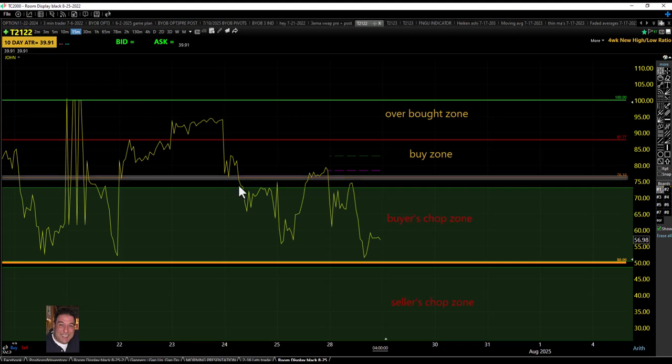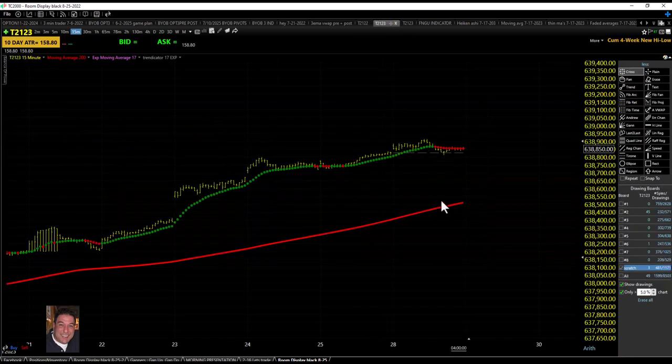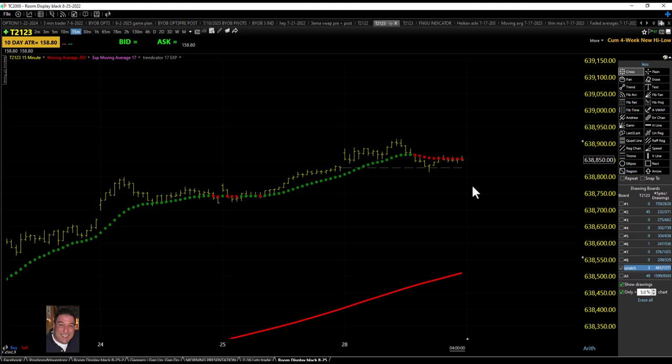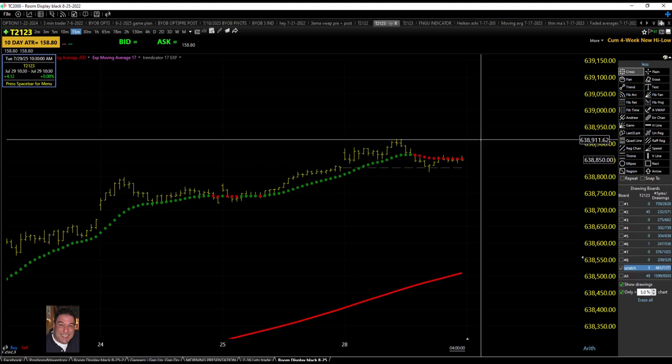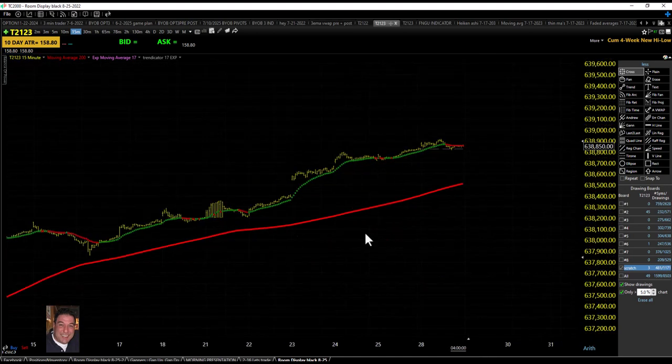So there's T21.22. Again, we got lower highs, so what happens? We produce lower lows. Okay, T21.23. Okay, look at this. New rally high for T21.23. Okay, new rally high. Okay, you got an uptrend.